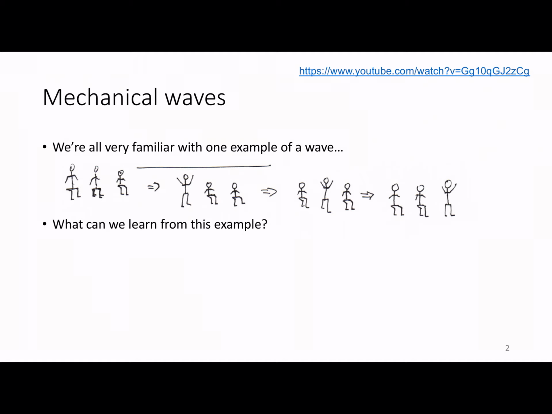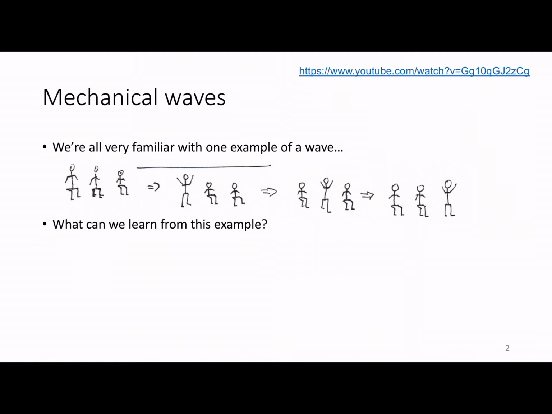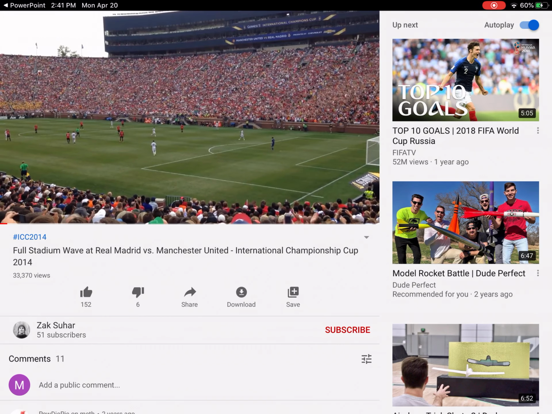So, you are all very familiar with one example of a wave, namely the wave that you do at sporting events. All right, so here is an artist's illustration of the wave that we do at sporting events. Again, I'm very sorry we can't all be in class because this is one of the demos I love to do. We'd be doing the wave in class. But since we can't do that live, let me just show you.